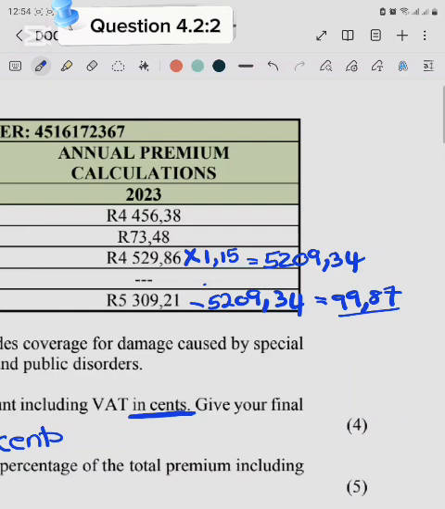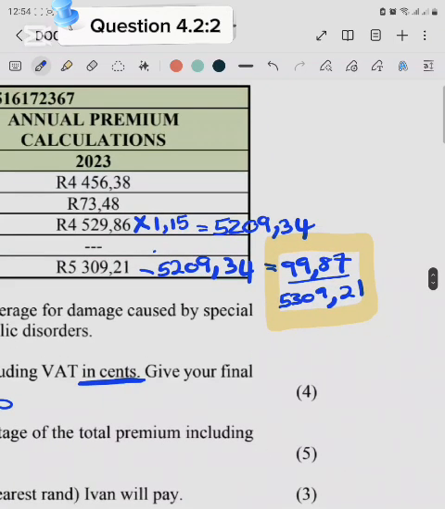But they also say they want us to express it as a percentage of the total premium. So to express this as a percentage of the total premium, it means I want to say this out of the 5,309,21. And so basically I'm just going to write it as a fraction. And then from the fraction, I can go and multiply this by 100 to get to a percentage. And the percentage is going to give me 1,88 percent. Okay, so that was 4.2.2.